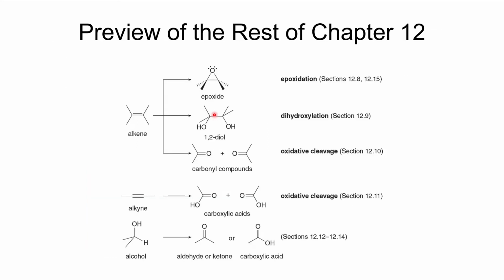All right. So now I want to give you a preview of what's going to happen in the rest of this chapter, in the rest of chapter 12. We'll talk about oxidizing alkenes, either to epoxides, diols, or cleaving it all the way to aldehydes and ketones. We can oxidize alkynes to carboxylic acids, and we can oxidize alcohols to form either aldehydes, ketones, or carboxylic acids. So pretty cool stuff that is coming up.